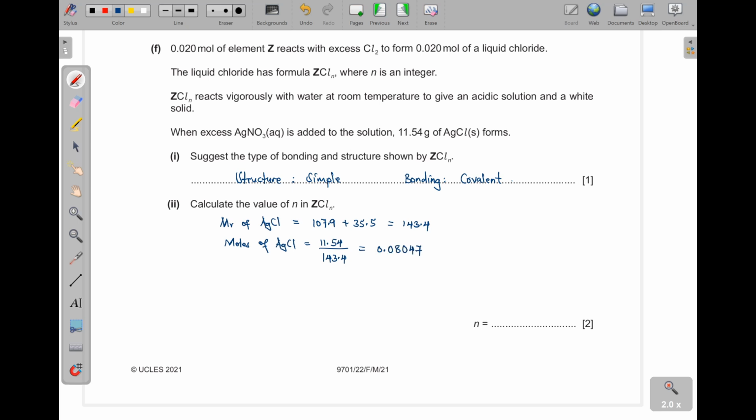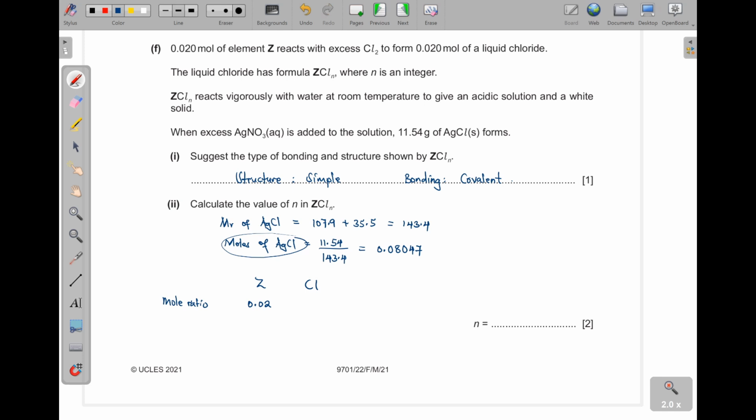0.08047. I'll maybe stop it there. Then I will look at zinc and chlorine, and then I take the mole ratio. Okay, the mole ratio. So the moles of zinc, not zinc, sorry, it is Z, okay? This is 0.02. And then the moles of chlorine.